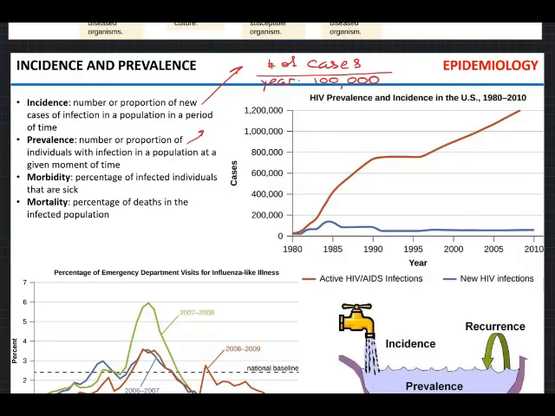Prevalence. Number of cases, we're talking current cases, per 100,000, not per year. So if you take the entire US population right now and somehow determine who is infected with influenza and who is not, that's going to be the current prevalence.